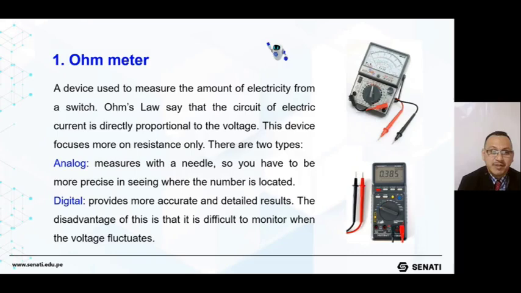Ohmmeter. Ohmmeter is a device used to measure the amount of electricity from a switch. Ohm's law says that the electric current in a circuit is directly proportional to the voltage. This device focuses more on resistance only. There are two types. Analog, which measures with a needle, so you have to be more precise in seeing where the number is located, and digital, which provides more accurate and detailed results. The disadvantage of this is that it is difficult to monitor when the voltage fluctuates.